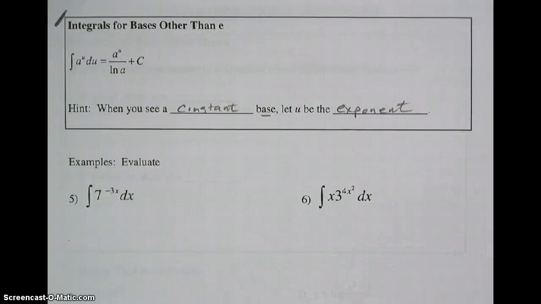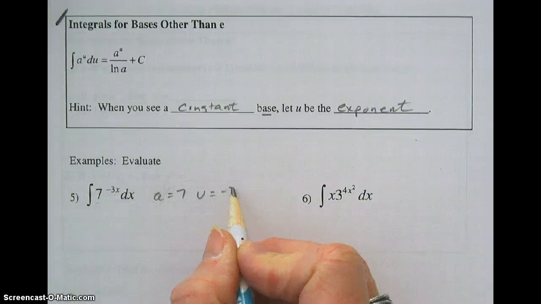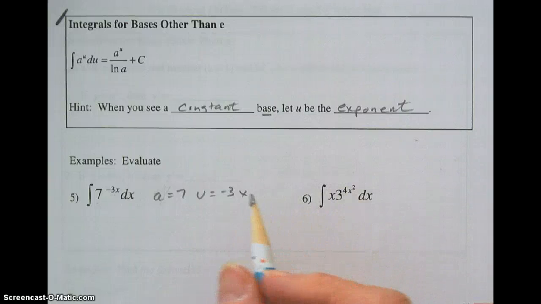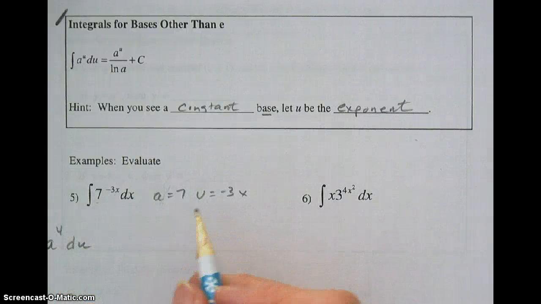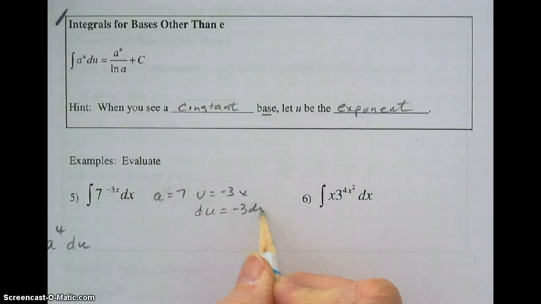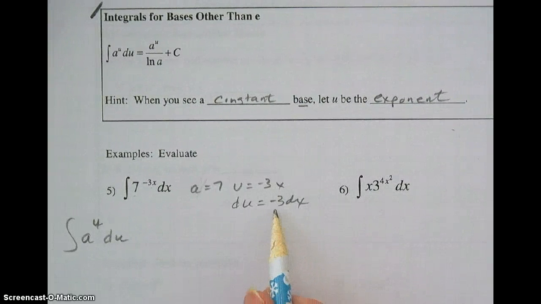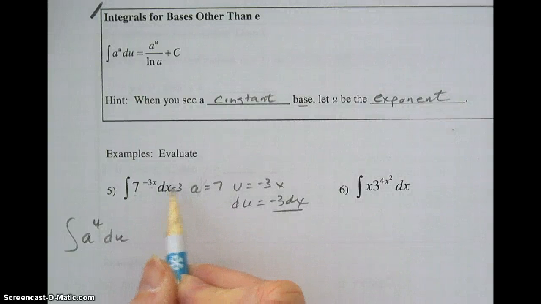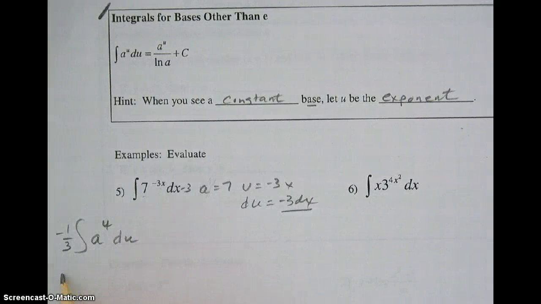So in number 5, notice that I have a constant raised to a power, so I want to let a equal the constant, and u is going to be my exponent. So what I want to try to do is fit this into an a to the u du rule. So if a is 7, I have that. If u is 3x, then du is a negative 3x dx. And remember how we've always done this. If du is a negative 3x, I need a negative 3x on the inside, so that means I need a negative 1/3 on the outside. Now I have everything that I need to apply my rule.